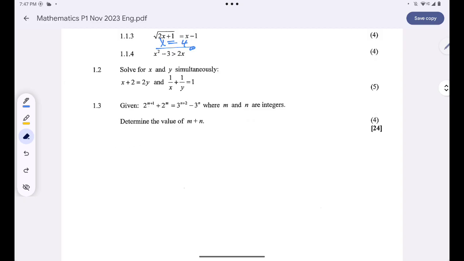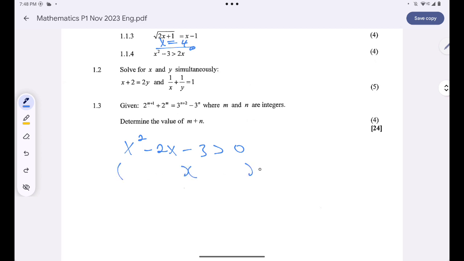I know that I have x squared minus 3 is greater than 2x, right? Whenever I'm solving an inequality, guys, I must treat it as I'm solving equations as well. So I must put everything in standard form. So I'll have x squared minus 2x minus 3 is greater than 0.